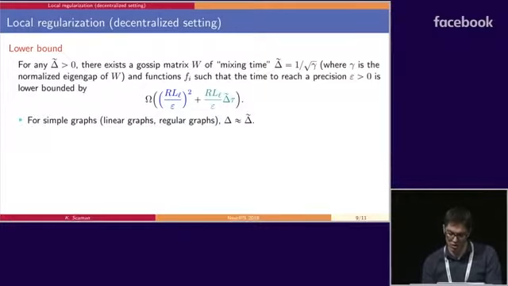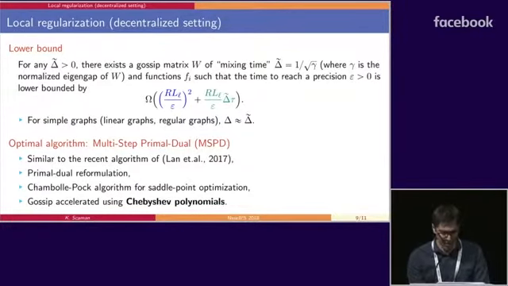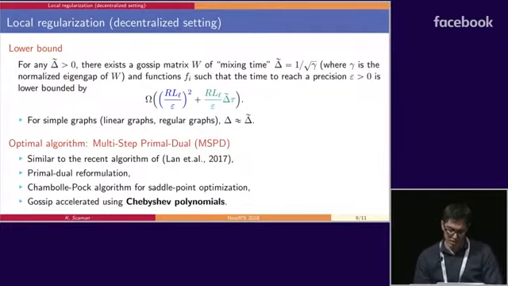This is the lower bound, and you can see that basically it's the same as the global regularization setting, where we replace the global Lipschitz constant by the local Lipschitz constant, and the diameter of the network by this sort of mixing time, delta tilde, which in a lot of networks happens to be very closely related to the diameter of the network.